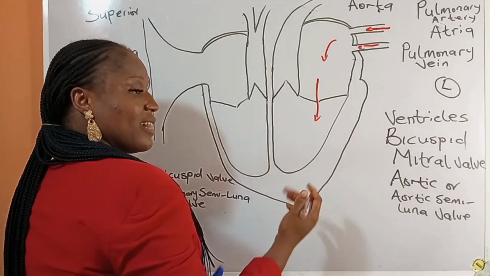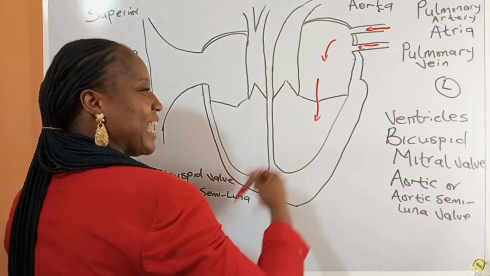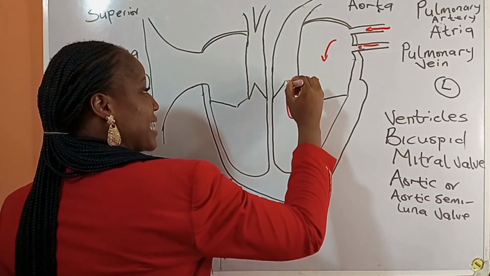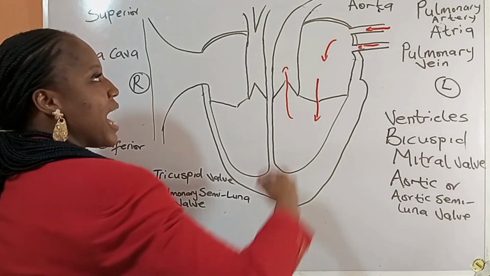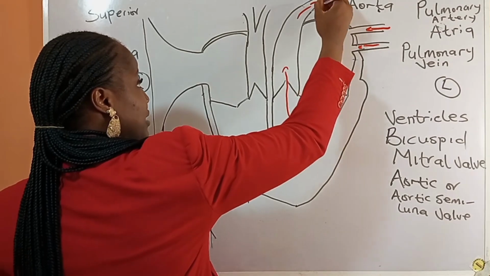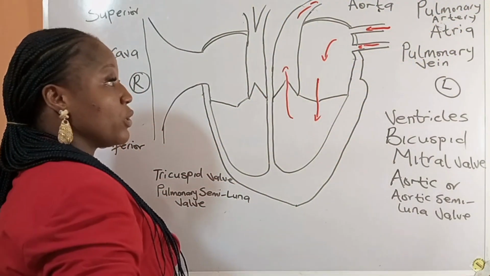In the same way, the left ventricle will contract, and when the left ventricle contracts, it pushes blood away. It passes through the aortic valve or the aortic semilunar valve, and then the blood goes out to the systemic circulation, where it enters other smaller arteries, which distribute the blood.